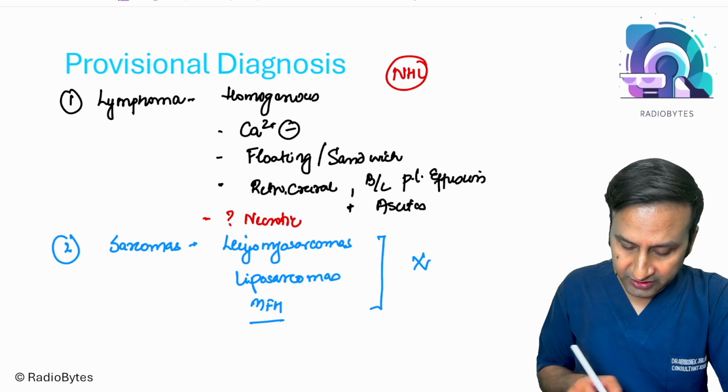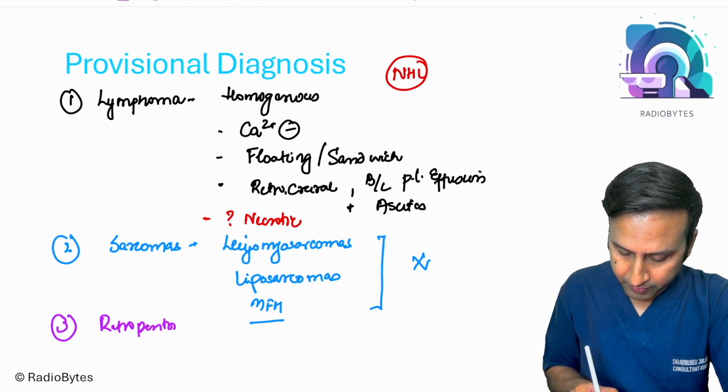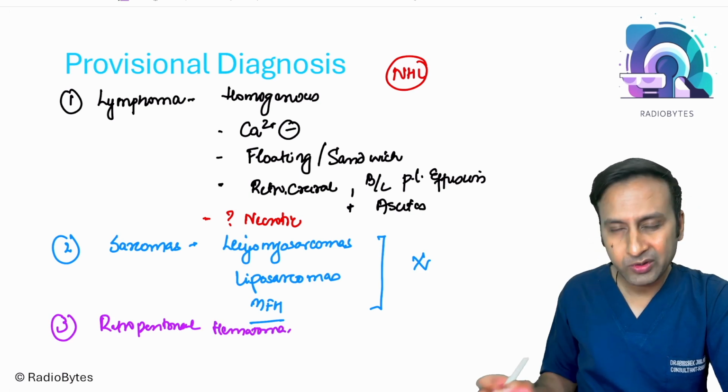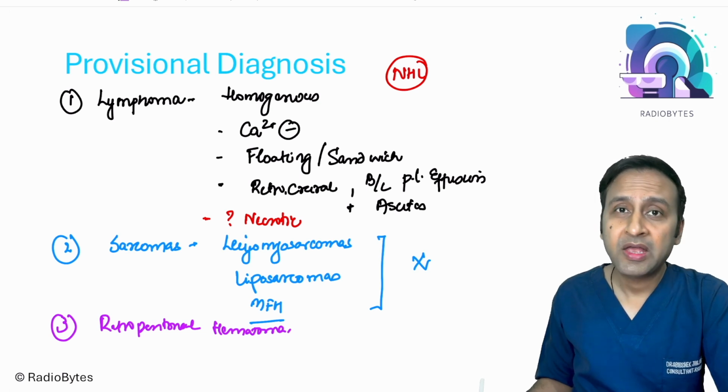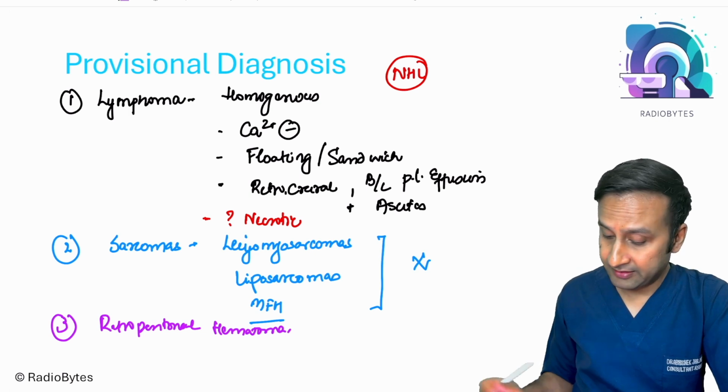Last, did we keep a possibility of a retroperitoneal hematoma? No, I did not keep a possibility of retroperitoneal hematoma in this case at all. Why? Because this lesion was not looking like hematoma, it was an enhancing lesion, and probably the history of trauma in this case was just incidental.